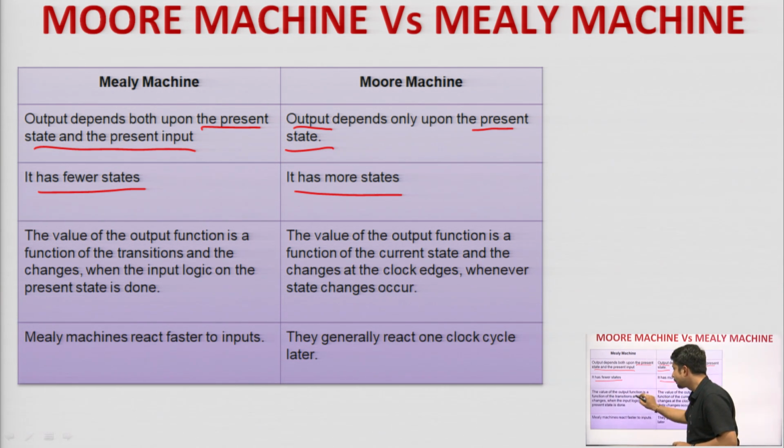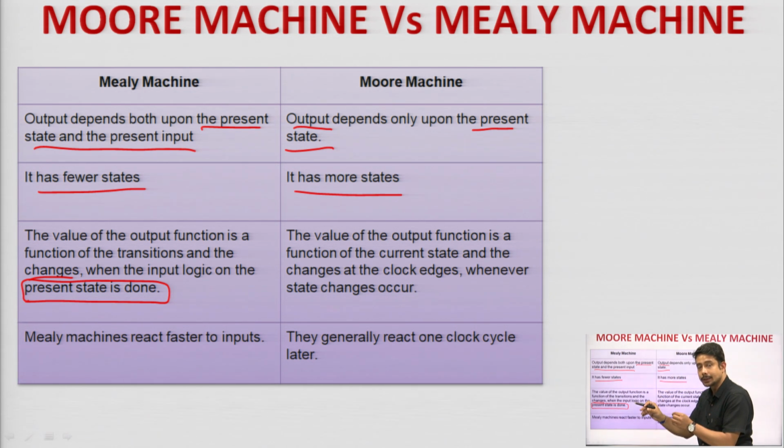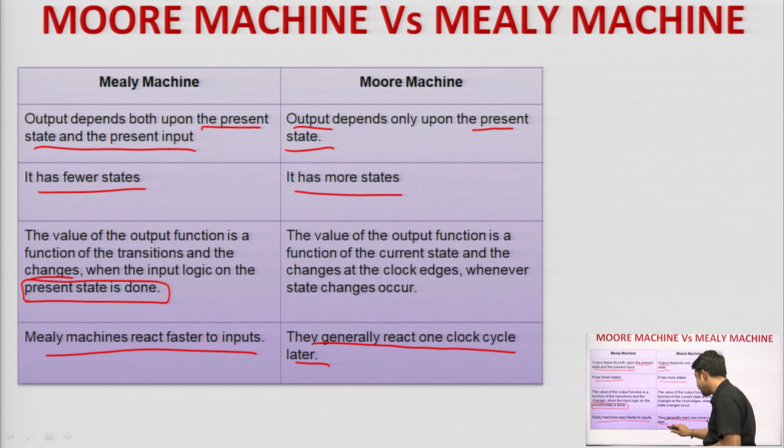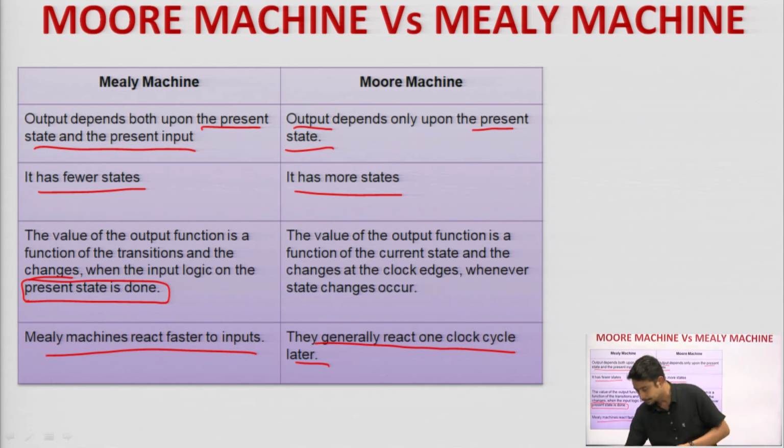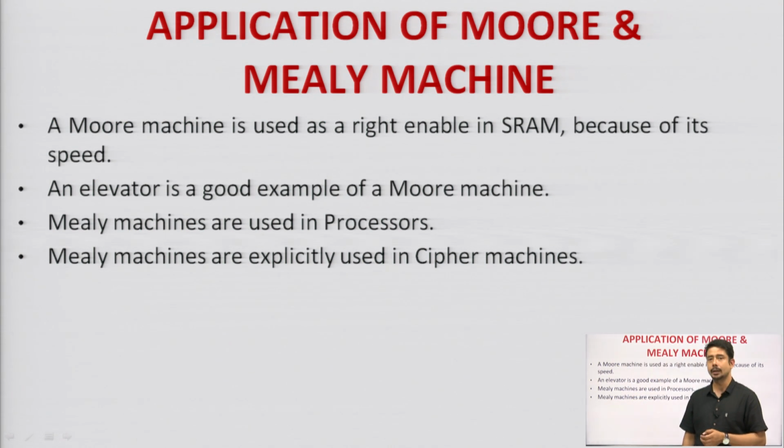Then the value of the output function is a function of the transition and the changes when the input logic on the present state is done. Then we will get the exact output transitions, which will be associated with the input transition, but on the contrary, in Moore it will be associated with the present state, that is it. The Mealy machine reacts faster to inputs, whereas Moore machines generally react 1 clock cycle later. So, this is a small difference which we should understand related to the time and speed of both the machines.